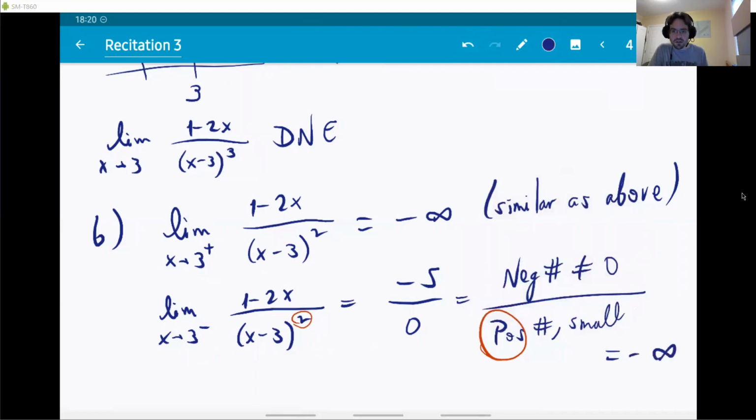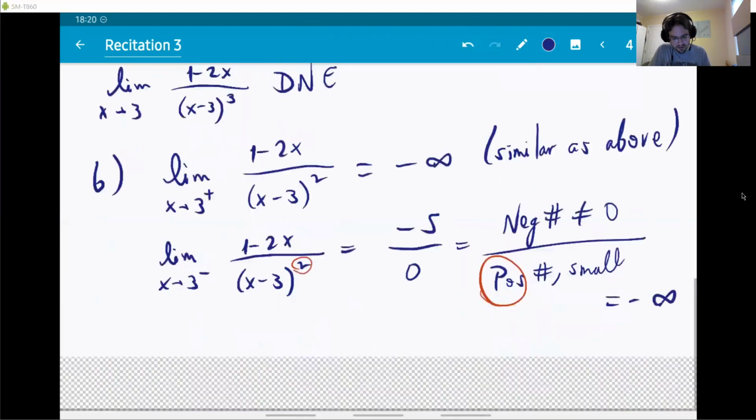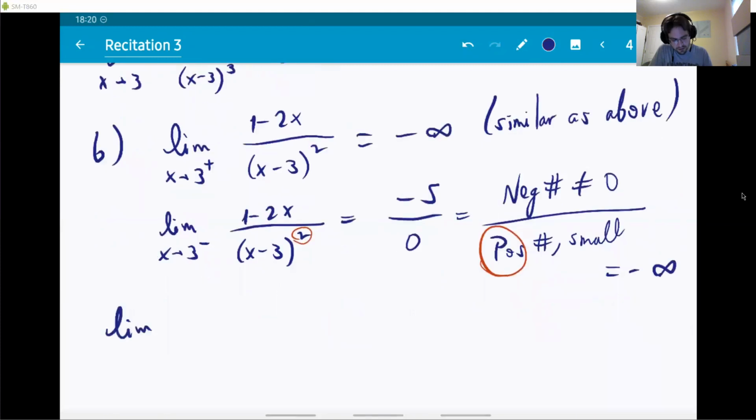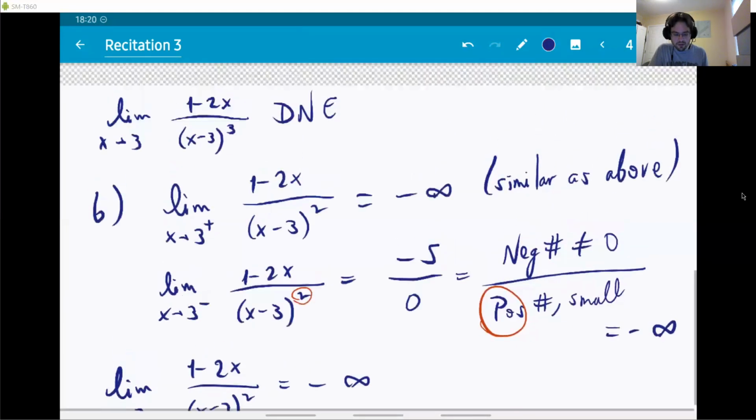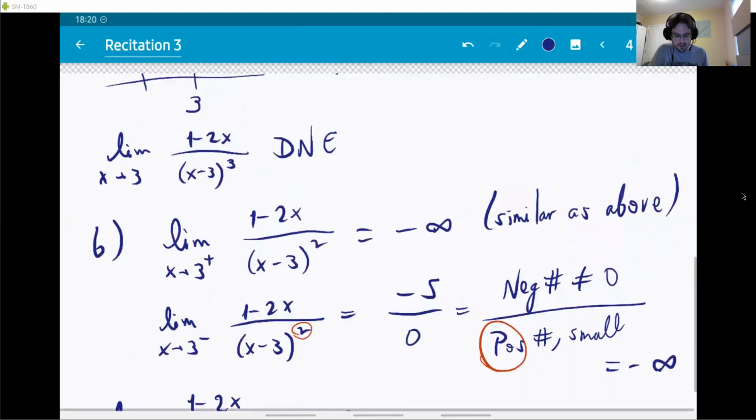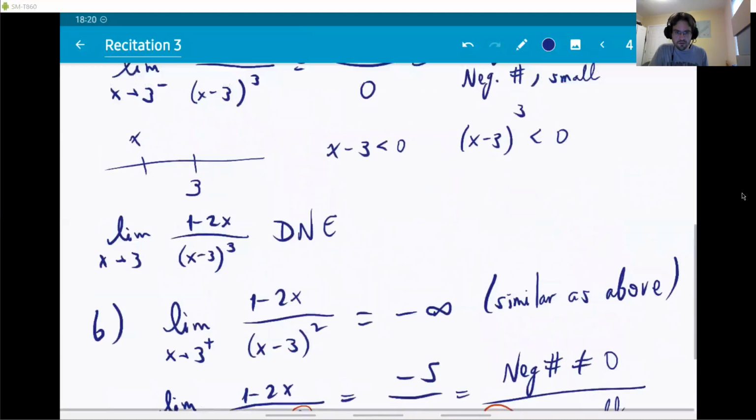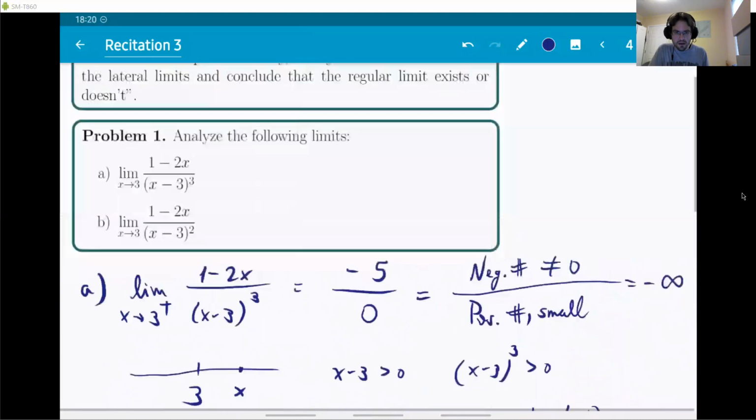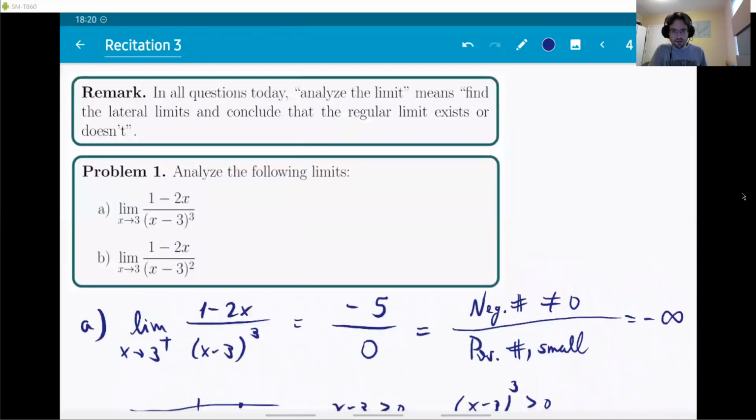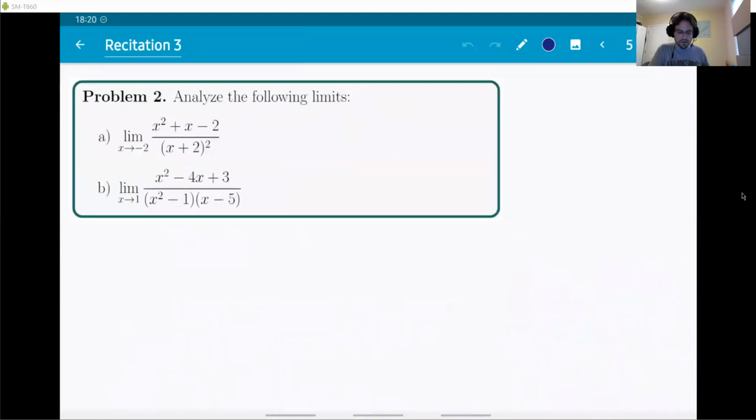So this time, it's still negative over positive, it's still negative infinity. And you see that the two one-sided limits are equal now, meaning that the regular limit is also whatever they were, which is minus infinity. This time it exists. So be very careful when you have powers in the denominator. You need to be paying attention to whether they are even or odd. And we're going to see that the next example has this as well. Here is the next example. Analyze the following limits.